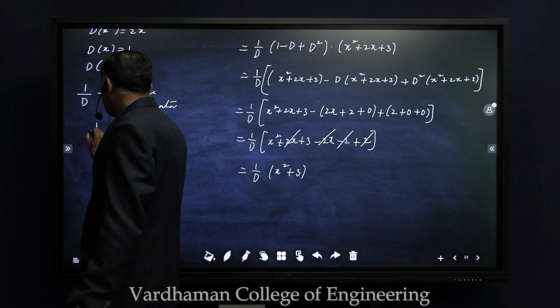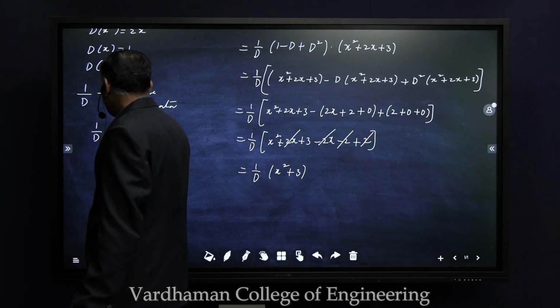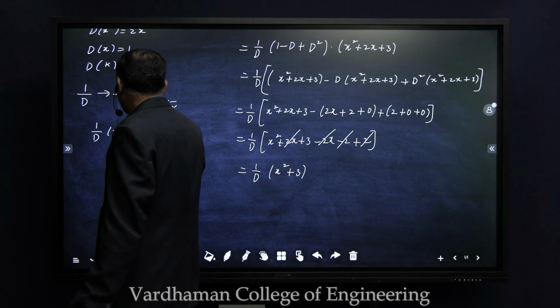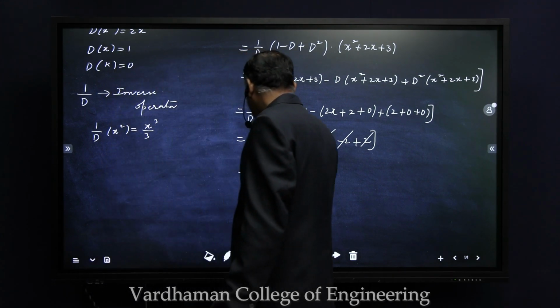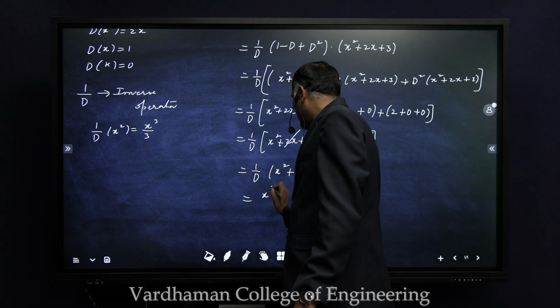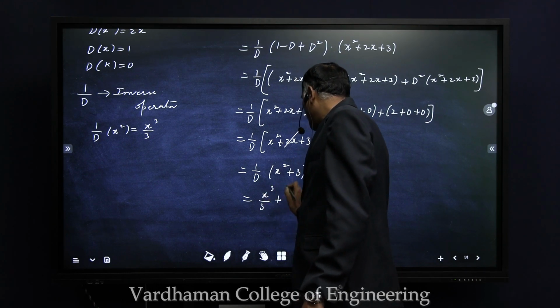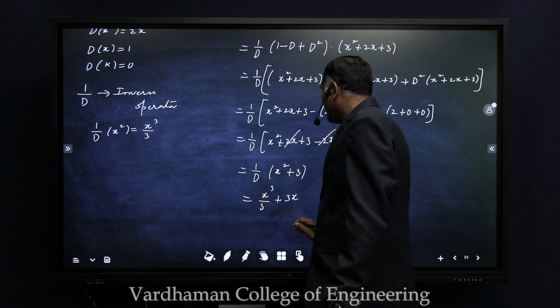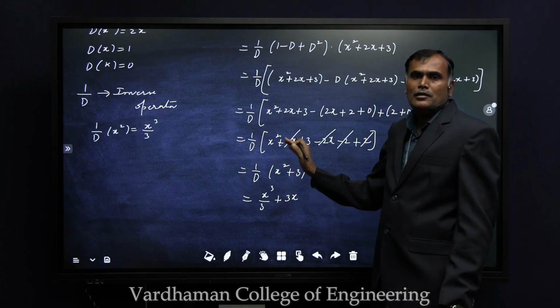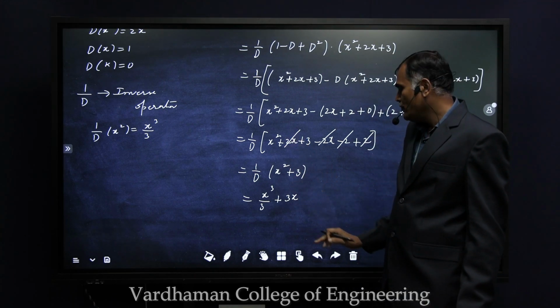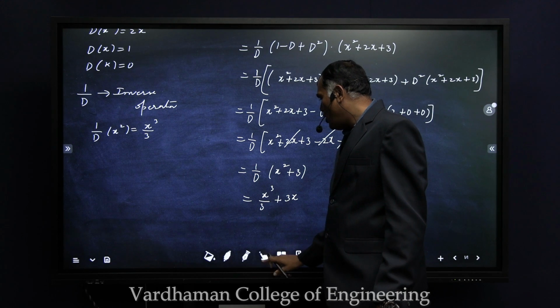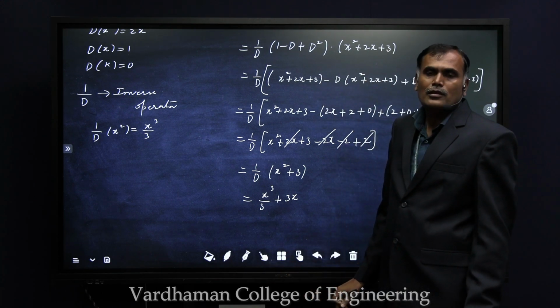What is integration of x square? Integration of x square is x cube by 3. So we get x cube by 3 plus 3x. Now this gives the particular integral of the given problem. The required solution is complementary function plus particular integral.